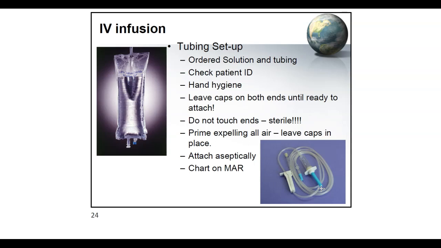So make sure you prime it. Priming means you're pushing the air out and filling it with fluids. When you prime it, you basically spike the bag. So when you open this, make sure this clamp is closed. Open this, connect it to here. There should be a tab over here that you can pull, and then you can insert this end to this end. And then slowly open your clamp.